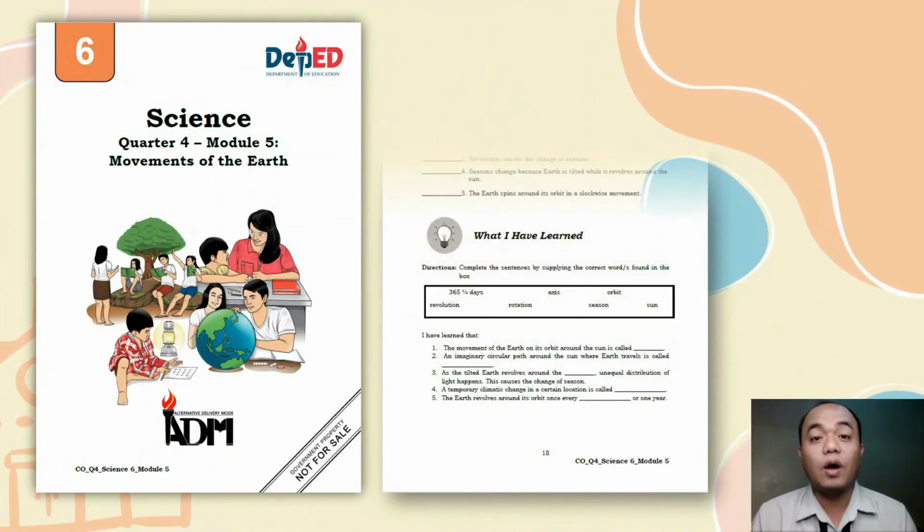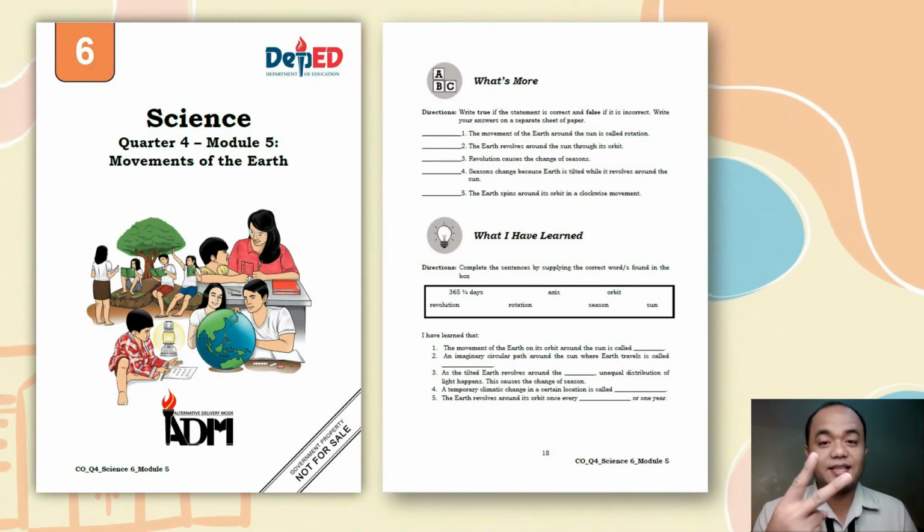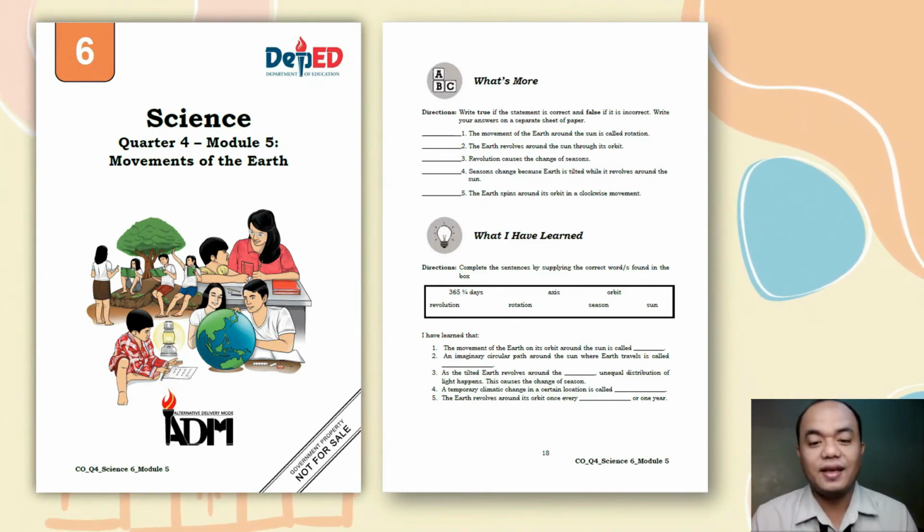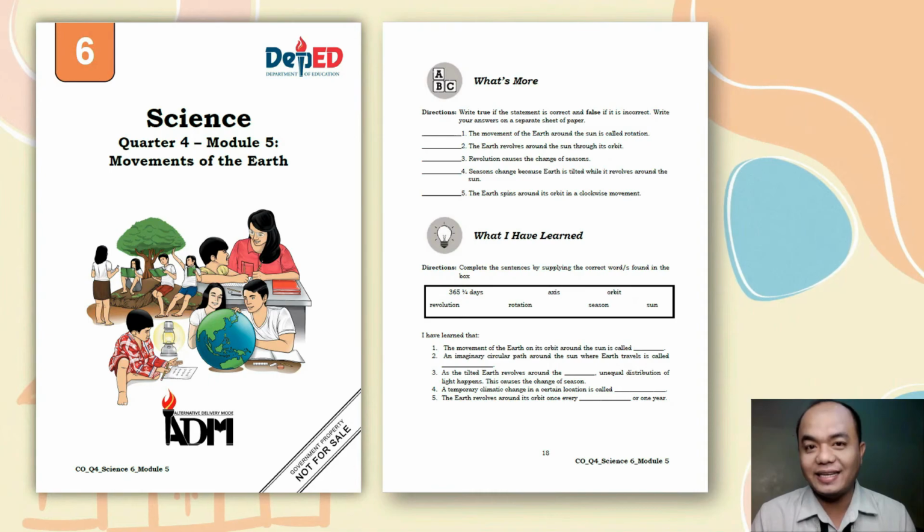This time, let's have the what's more part of your lesson 2. Still in your module 5. This could be found on page 18.